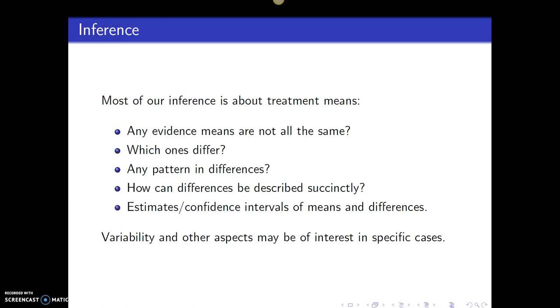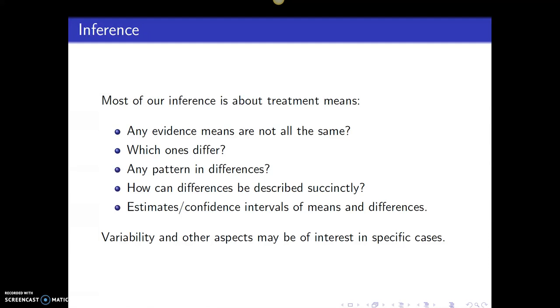Okay, so our inference is going to be about the means in each one of those scenarios, and we want evidence. Are the means the same, or is there evidence that they're not all the same? If so, which ones differ? And is there a discernible pattern that will give us a parsimonious explanation of how they differ? Any kind of pattern we can detect. And how can we describe that pattern in a nice, succinct, parsimonious way? And then we want to produce estimates and or confidence intervals of those means or differences.